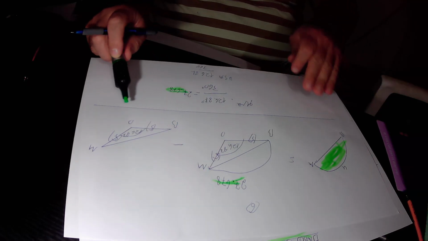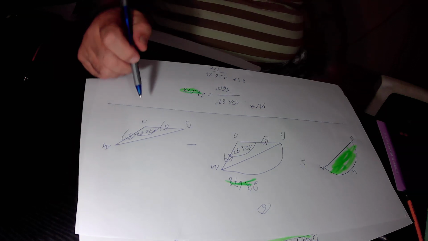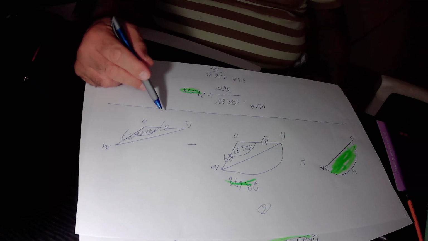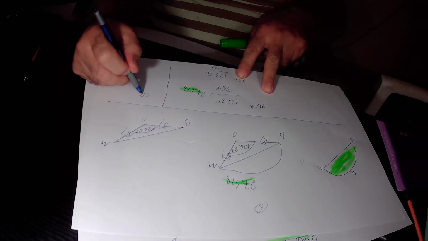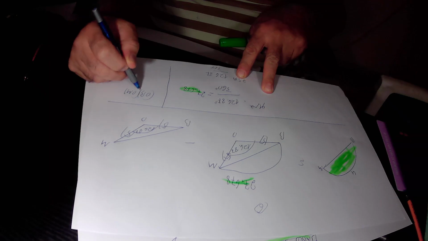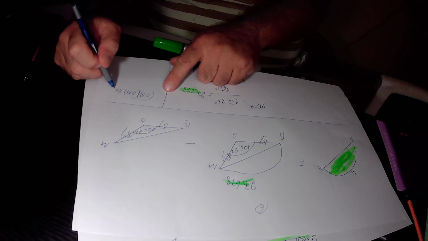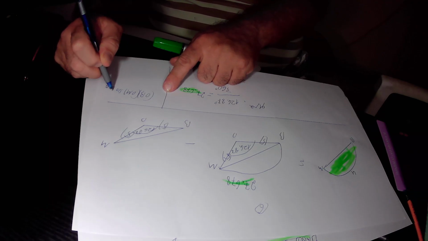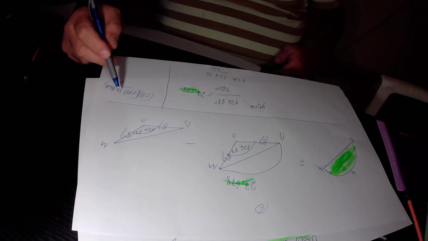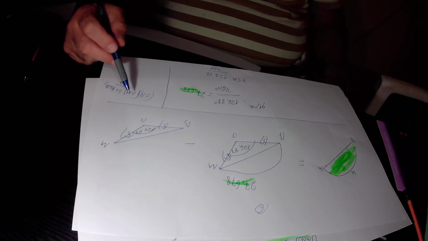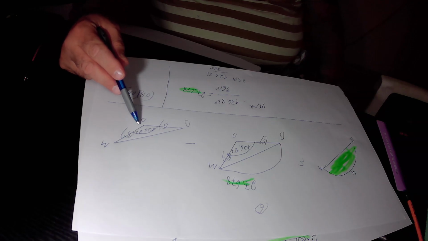minus the area of this triangle BOM. According to the formula that I presented to you a couple of minutes ago, the area of this triangle BOM will be equal to OB times OM times sine of the angle between those two sides, that is sine of 126.87 degrees.